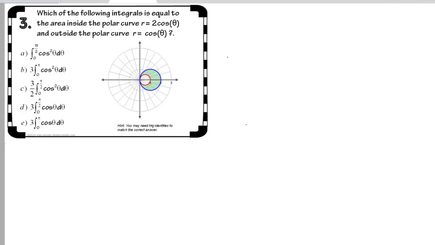Alright, so the first one that we're going to look at is number 3, which is this one. And it asks us which of the following integrals is equal to the area that is inside the polar graph of 2 cosine, but outside the polar graph of r equals cosine. So we're looking for this shaded green area. So remember that if I'm looking for the area between two curves, like this is situated.